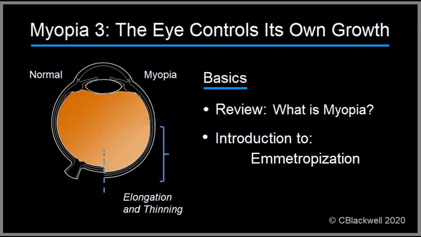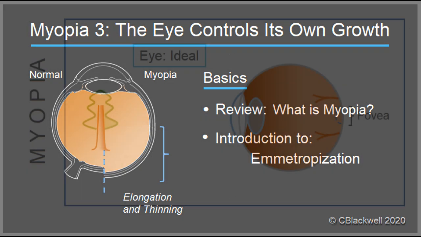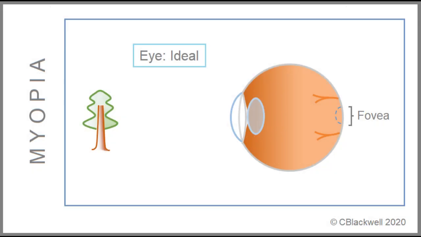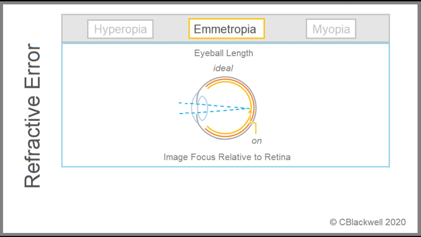We begin with a brief review of what is myopia. If you watched video 1, you can skip ahead to the introduction of emmetropization. In the sense that your eye works like a camera, if you had ideal vision, light rays from a distant object would come to a focus and make a sharp image on the retina in the back of the eye. This ideal of sharp vision is called emmetropia.